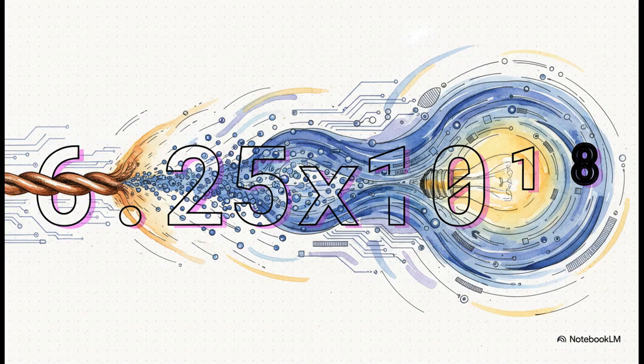Get this. A single amp of current, which is about what a regular light bulb uses, means that more than 6 quintillion electrons are flowing past any single point in that wire, every single second. That is an unimaginably huge river of charge.